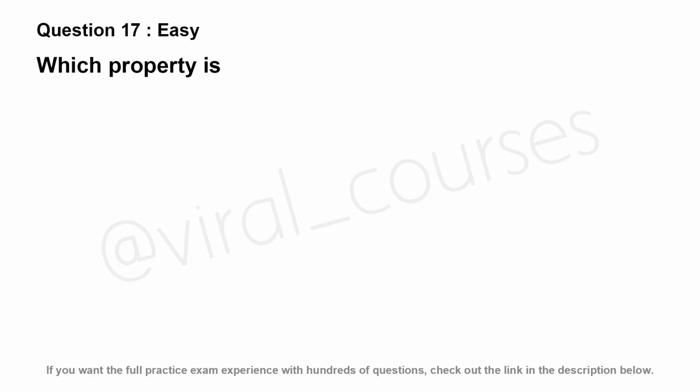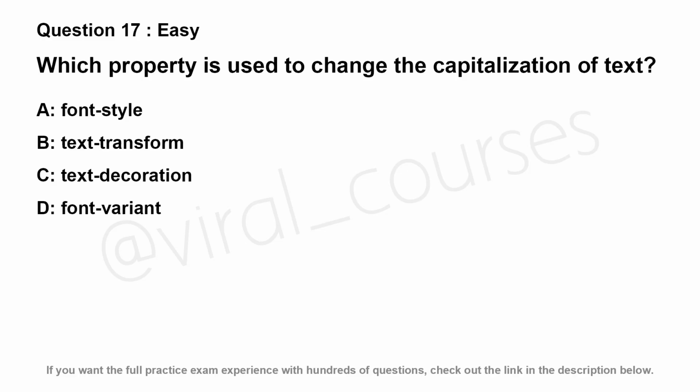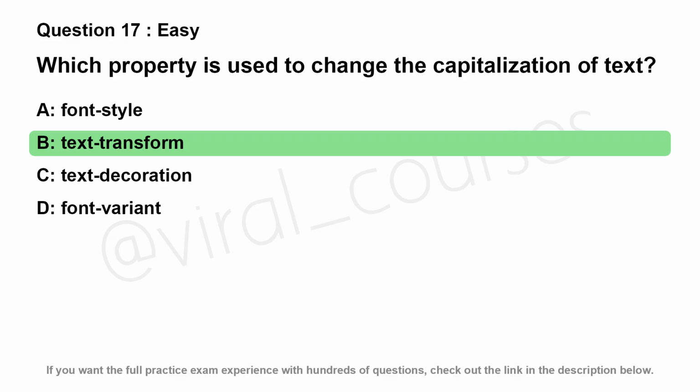Which property is used to change the capitalization of text? Option A, font style. Option B, text transform. Option C, text decoration. Option D, font variant. The correct answer is B.